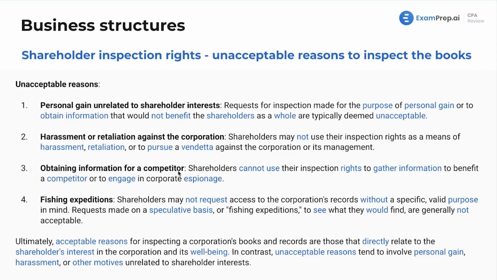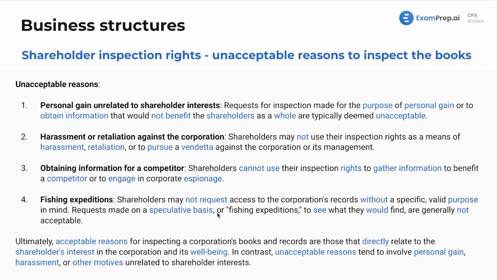Obtaining information for a competitor. Yeah, corporate espionage, that's a no. We're not going to be allowed to inspect the books for another corporation. And then phishing expeditions. Shareholders may not request access to a corporation's records without a specific valid purpose in mind, such as the ones we saw on the previous slide.